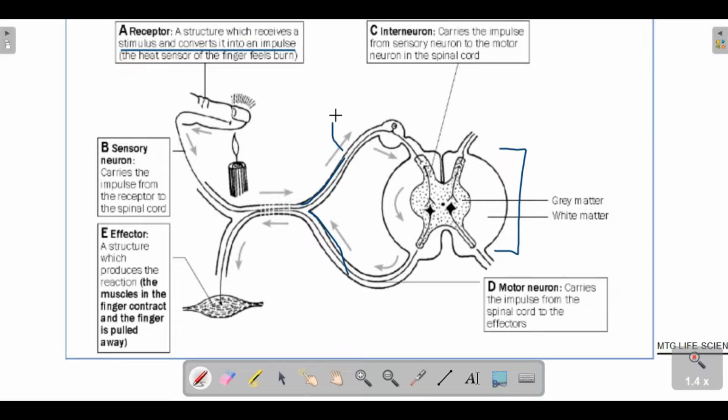This route is called the dorsal route. This is the route by which the sensory neuron enters the spinal cord. So the impulse is transmitted by the sensory neuron via the dorsal route. That's your sensory neuron, that's the cell body of the sensory neuron. It is then transferred from the sensory neuron to the next neuron, which is the interneuron. There is your interneuron, situated right here in the spinal cord.